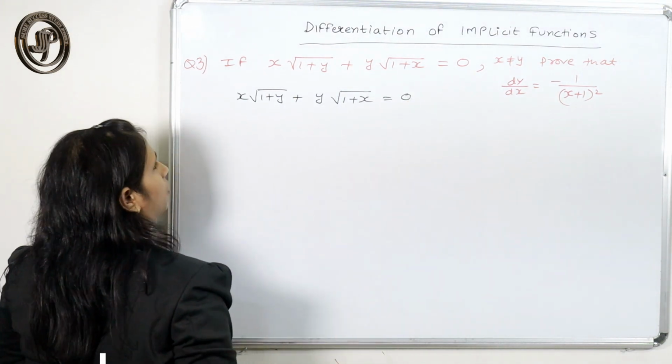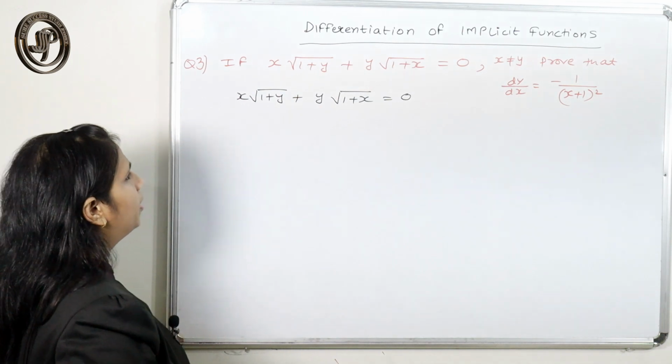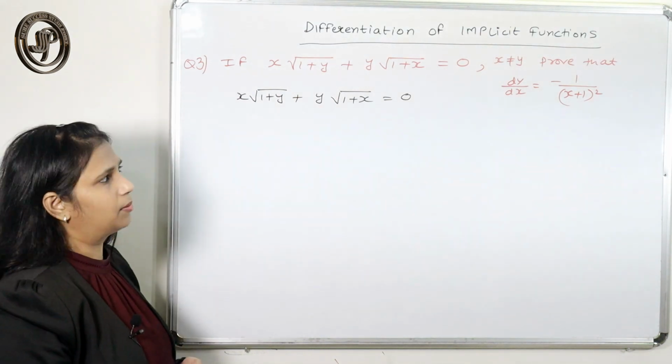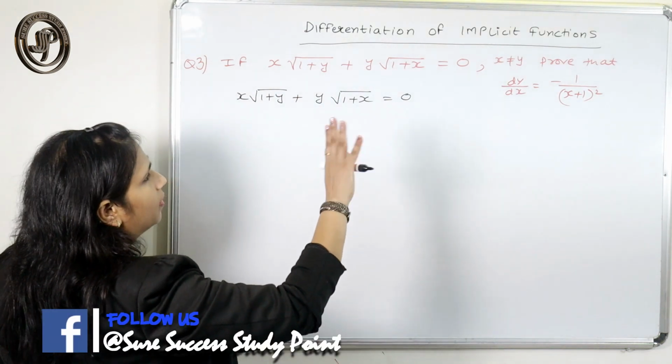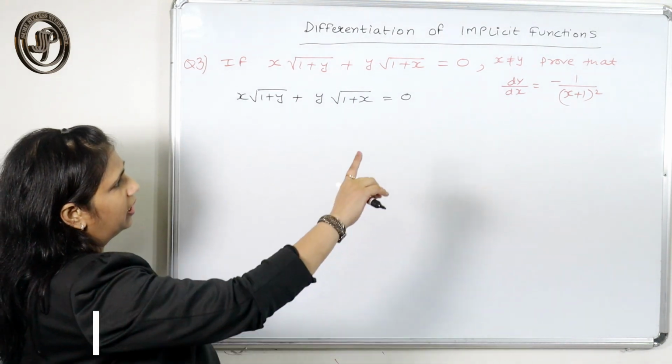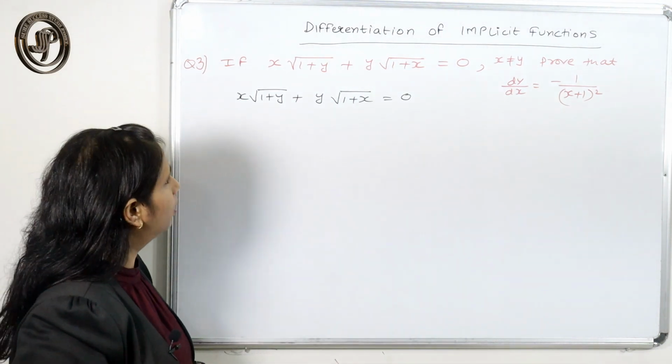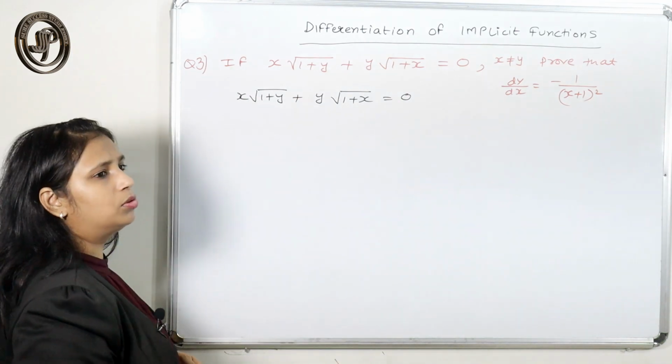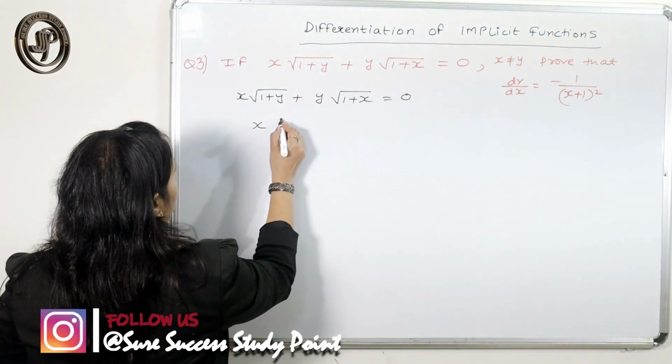This is the question. Here you have to prove that dy by dx is something, meaning the derivative that you just have to find is independent of y. Okay, so here we have to solve this question in a smart manner.